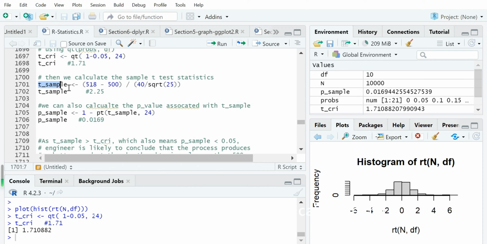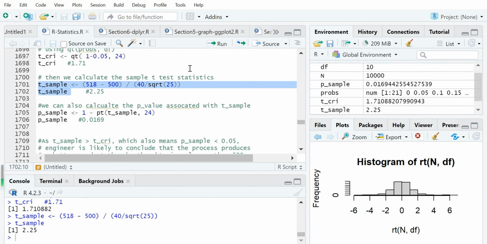Next, we can use the sample to calculate the t-statistic. It is x bar minus the population mean mu being tested, divided by the standard deviation of the sample, then divided by the square root of the sample size, right? So we get a t-sample of 2.25.